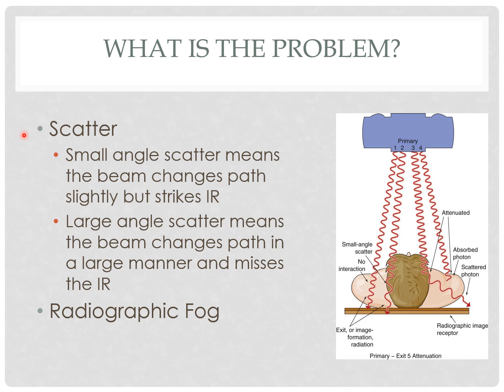So what's the problem? Scatter. Small angle scatter means the beam changes path slightly but strikes the image receptor, as shown right here. Large angle scatter means the beam changes path in a large manner and misses the IR, as shown here in beam number 3. That all contributes to radiographic fog if it hits the image receptor.